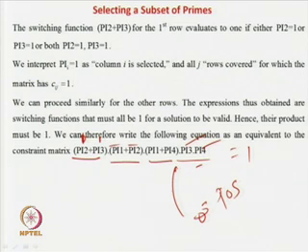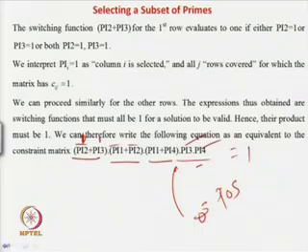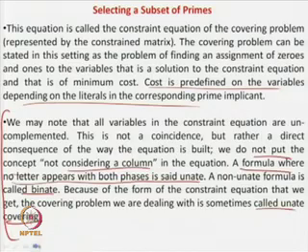Whenever we say that we do not require any row, we do not say it is pi bar kind of a thing. If you do not take a row, you just put it as 0, that is it. Nothing else. So you do not require to represent any inverted stuff over here. That is why it is also called unate covering. Sometimes we will call it unate covering, sometimes subset covering. The unate covering problem can be defined in terms of both a constraint matrix and an equation. Like this is the equation, and the matrix we have already seen.